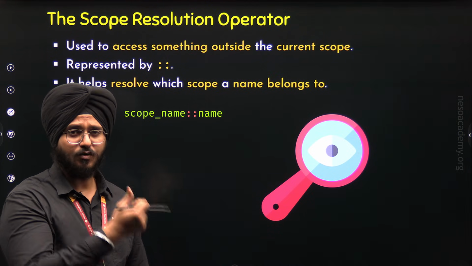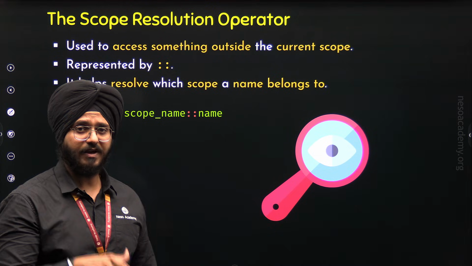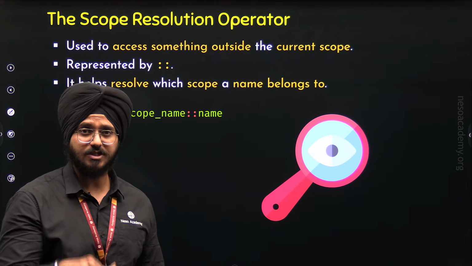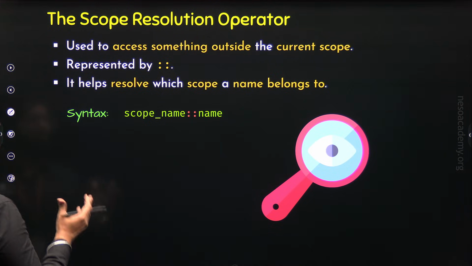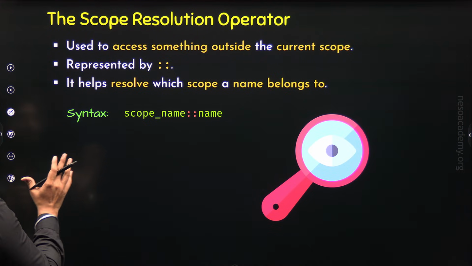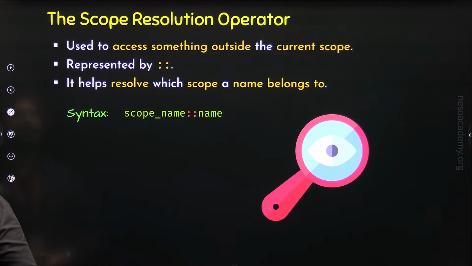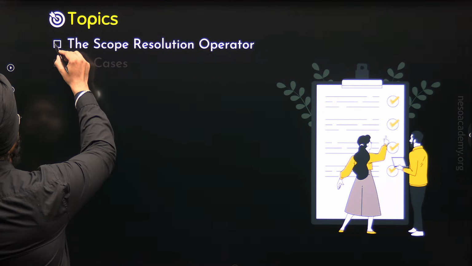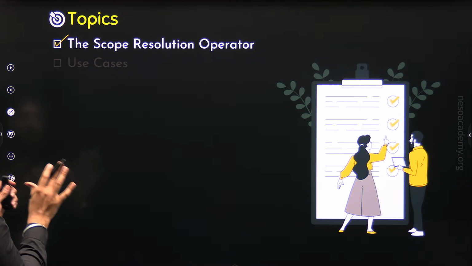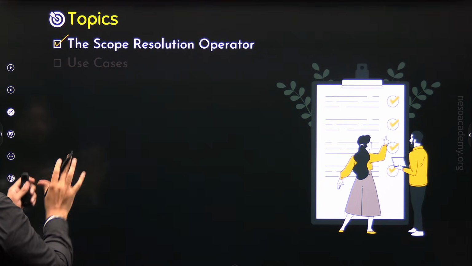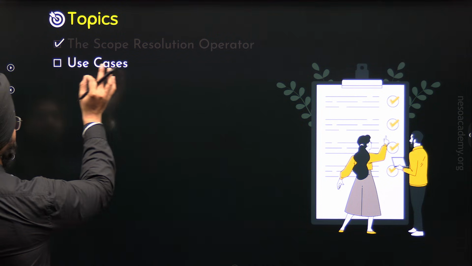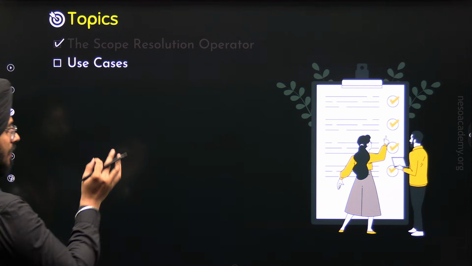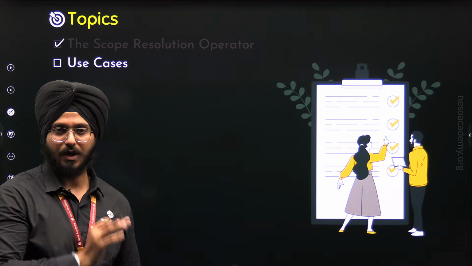So in this way, we would be able to access a specific entity which belongs to a specific scope. And this is how the scope resolution operator works. So with this, we have understood the first topic, that is the scope resolution operator, properly. Now let's move to the second topic to understand some use cases associated with the scope resolution operator.